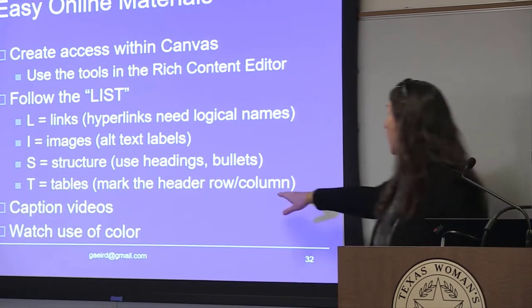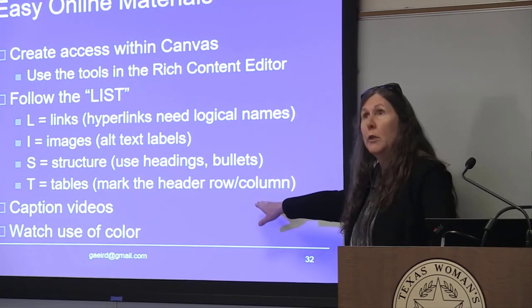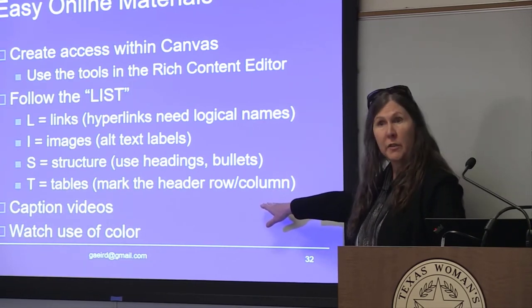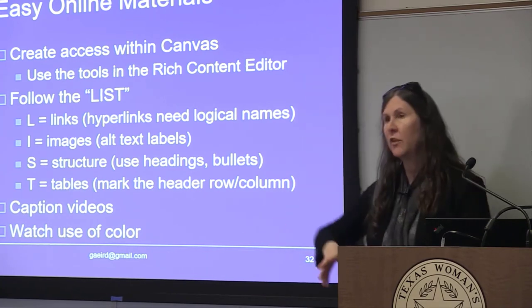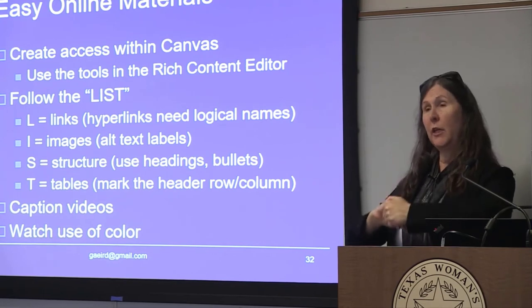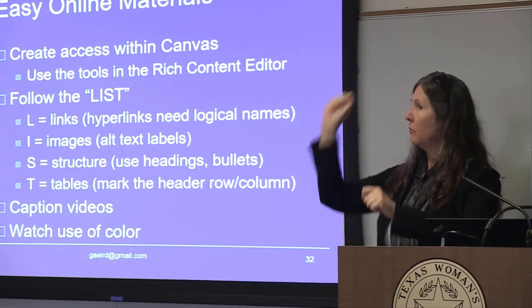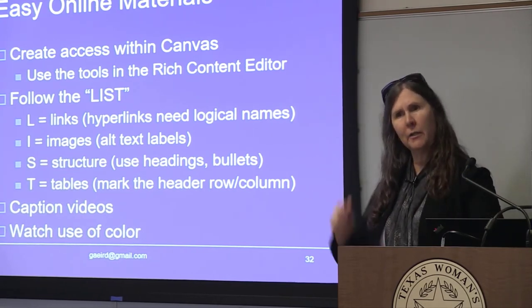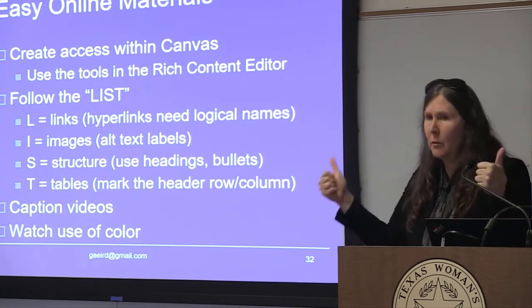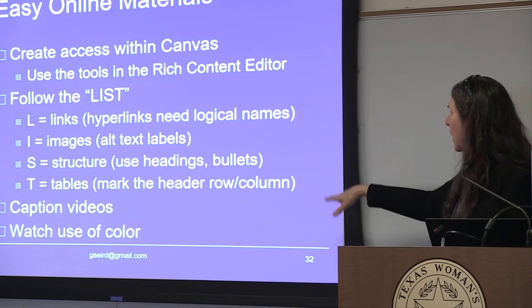in your tables. By the way, your accessibility checker tool in Canvas will let you mark the table so easily. When you run the accessibility checker, literally it's going to say, oh, I see a table. Is the first row a header? You just check yes. Oh, is the first column a header? Yes. Boom, you're done. You have now made an accessible table. Woohoo! It's so, so easy.